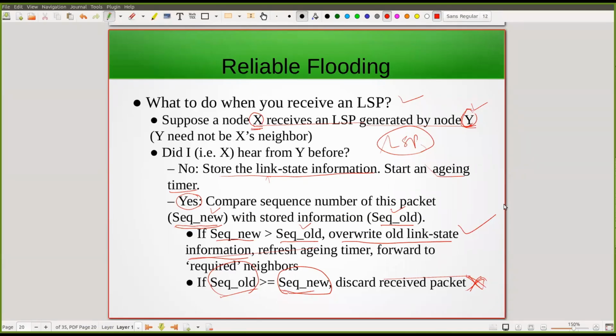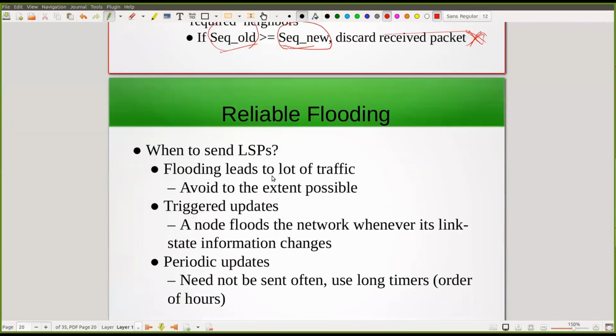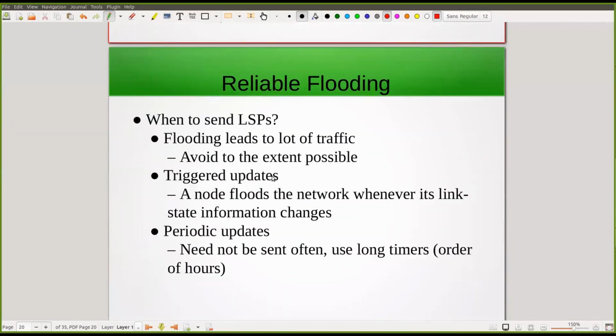Okay, so this is how we update after receiving a particular link state information from a neighbor, and how the receiver reacts to it. Depending on the sequence number of the packet, it reacts: whether to store it or to discard it. So this is the second part of reliable flooding. Now the question is the third part: when to send the link state packet. That is the last piece of information we have to understand.